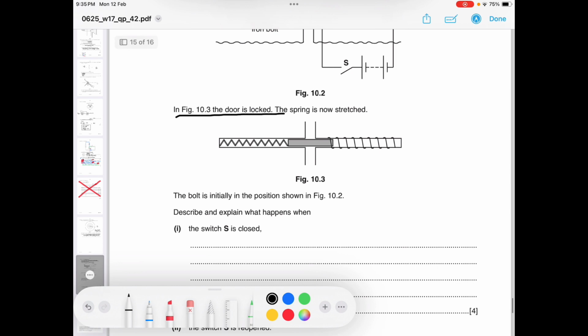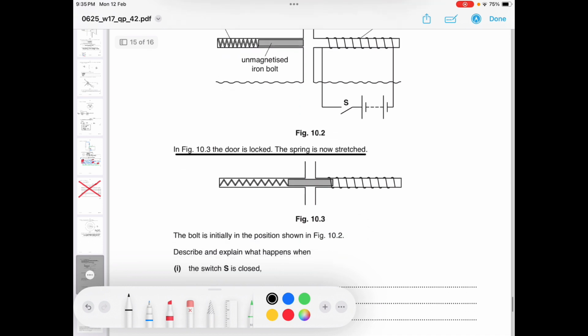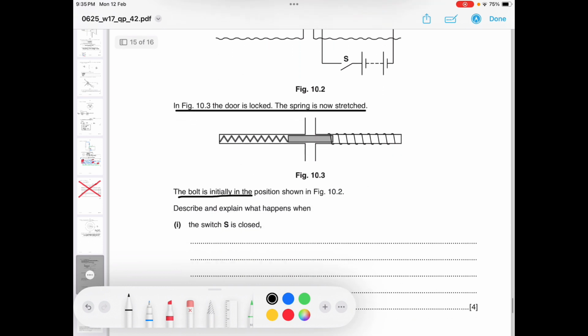In figure 10.3, the door is locked. The spring is now stretched. All this is nonsense so far. The bolt is initially in the position shown in figure 10.2. Describe and explain what happens when switch S is closed.